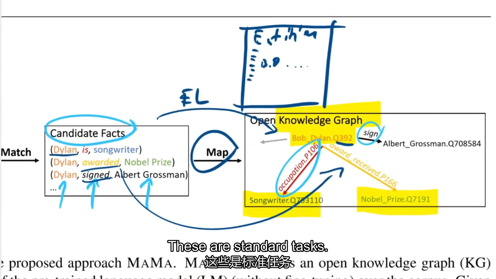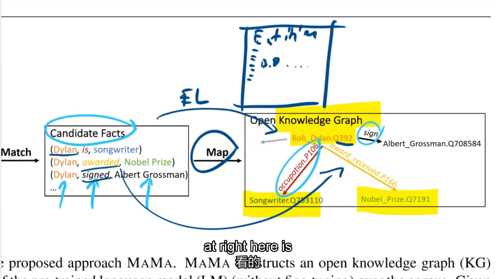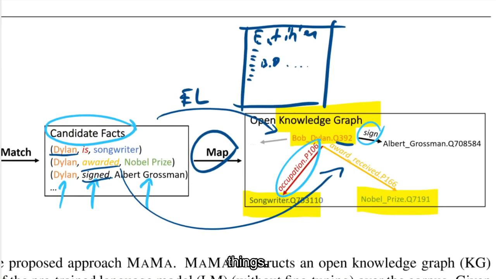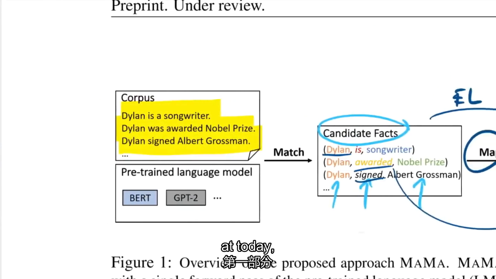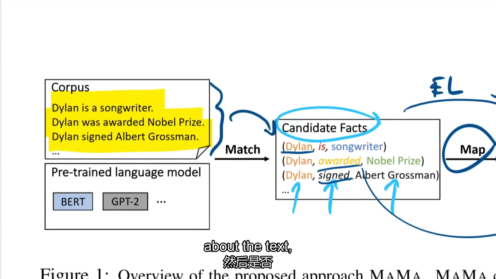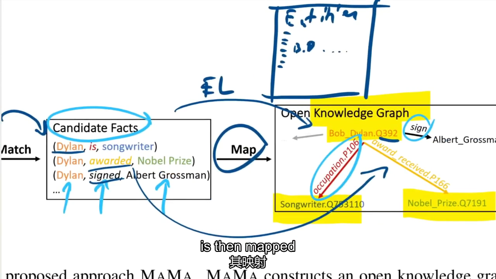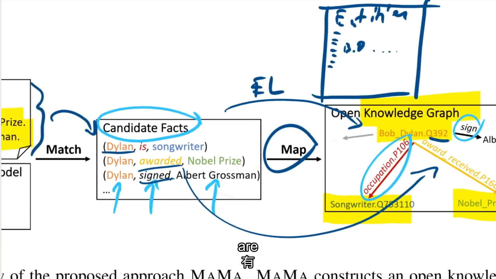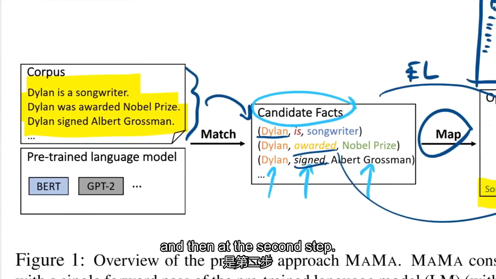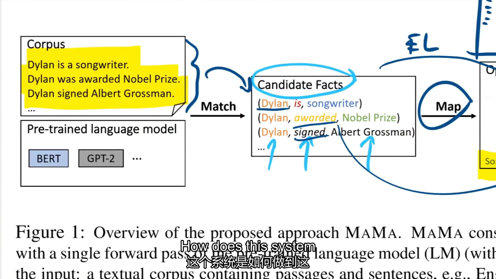These are standard tasks, and the system that we are going to look at right here is not much concerned with these tasks. It simply uses pre-existing methods to do these things. So the system we're looking at today does this first part right here. It takes text, okay, this is text, and it comes up with these candidate facts about the text. Whether and how this is then mapped to the schema, that is a different question, and there are pretty cool things in this paper about this step, but we're first going to look at the first step and then at the second step, all right? So how does this system do this?